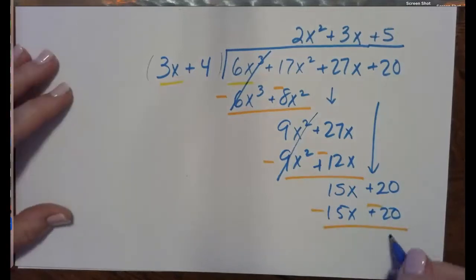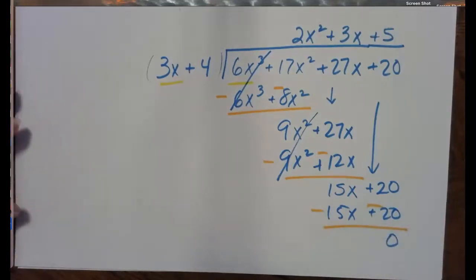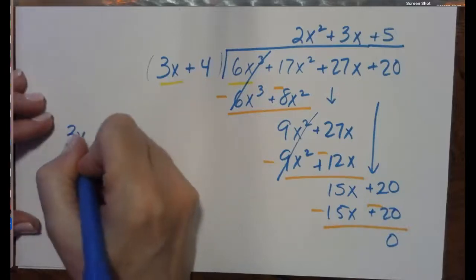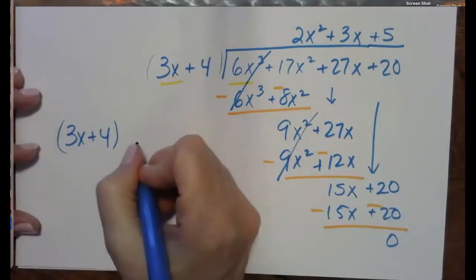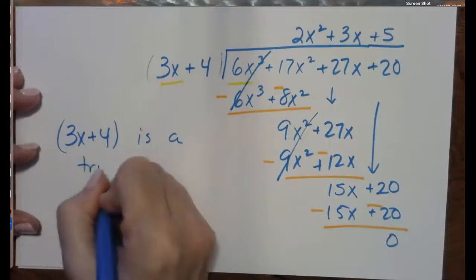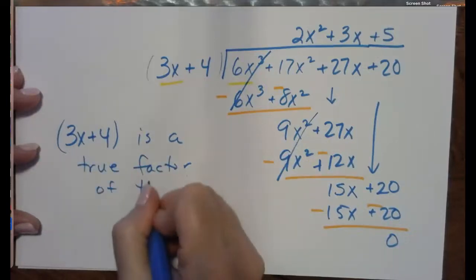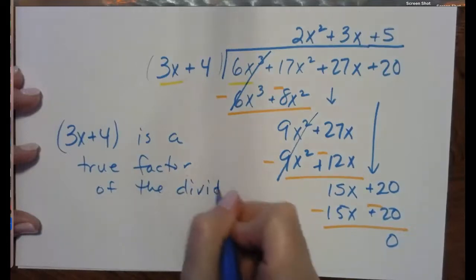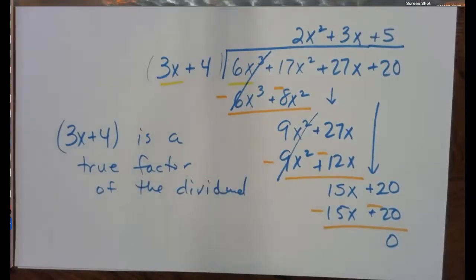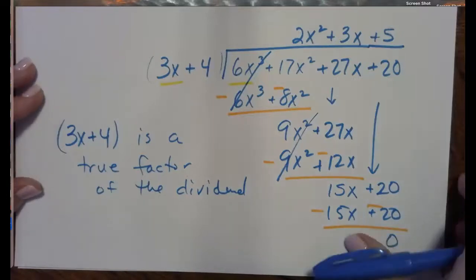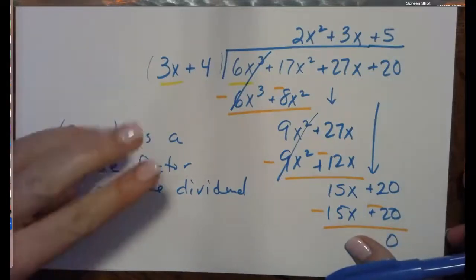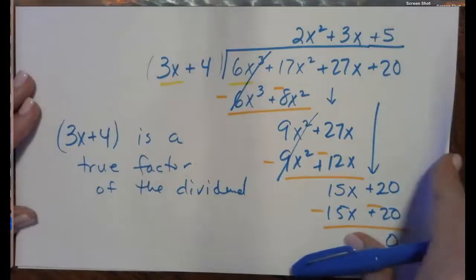In this case, we have a 0 remainder. So what does that mean? That means that 3x plus 4, the binomial, is a true factor of the dividend. Why? Because there's 0 remainder left. Just like 5 is a factor of 40 because we can divide it without any remainder left. That is long division. Divide, multiply, subtract, and bring down.